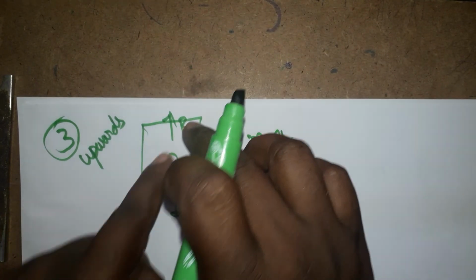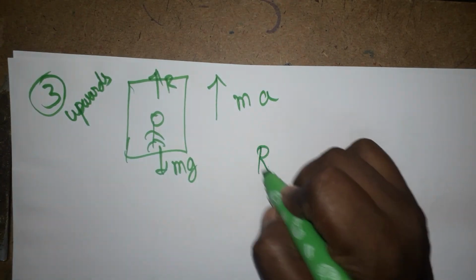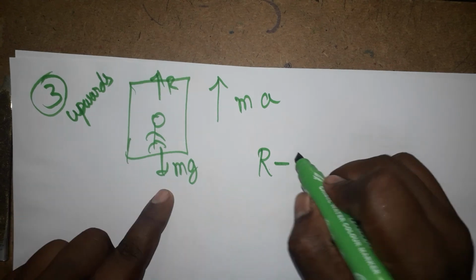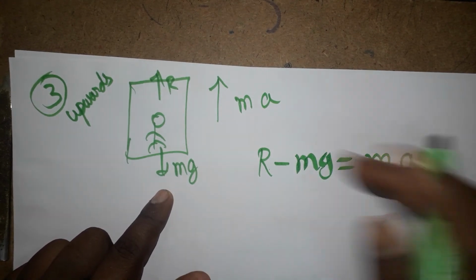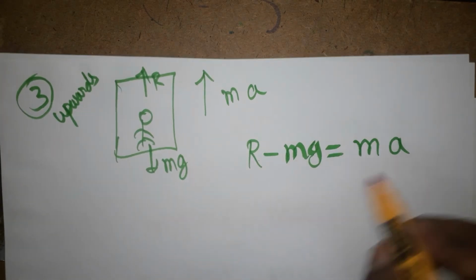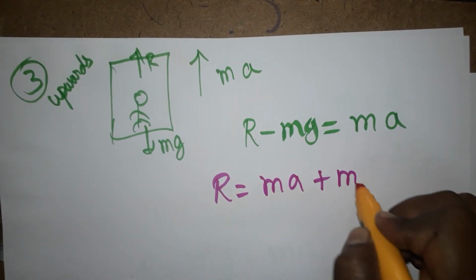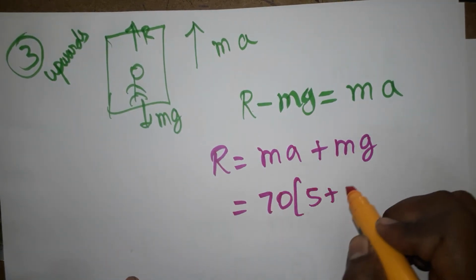What I can take now, R will become greater than this because it's moving upward. So R minus, always greater minus, which side is moving now, that minus the opposite side, mg, is equal to the resultant, that's going to be ma. The moving thing is called resultant. Now how I am going to tackle this problem, it's very simple. So mg you can take that side, R is equal to ma plus mg.